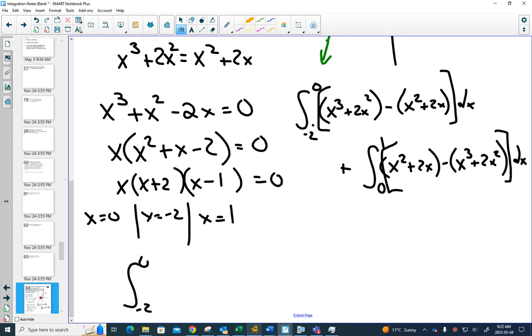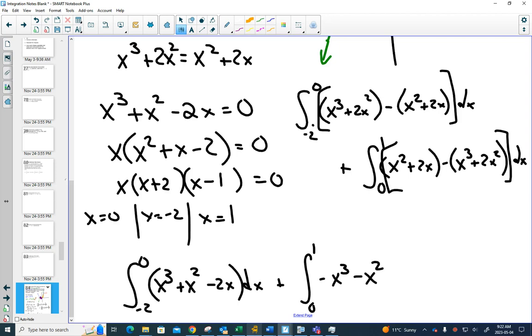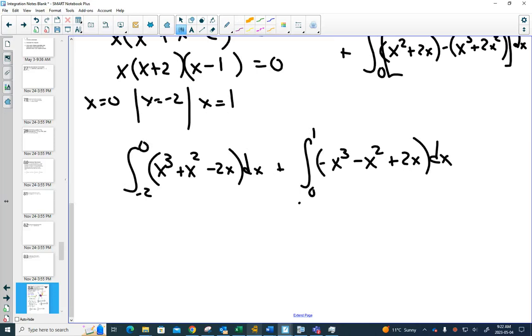Simplifying this first will give us, in the first one, x cubed plus x squared minus 2x dx. And the second one simplified will be negative x cubed minus x squared, and then plus 2x dx. And it should make sense that when they're simplified, one would just be the negative of the other one. I mean, if you wanted to do it quicker, you could just do that. Look at your first answer. If you're convinced you got it right, multiply it by a negative, and you have the second one.